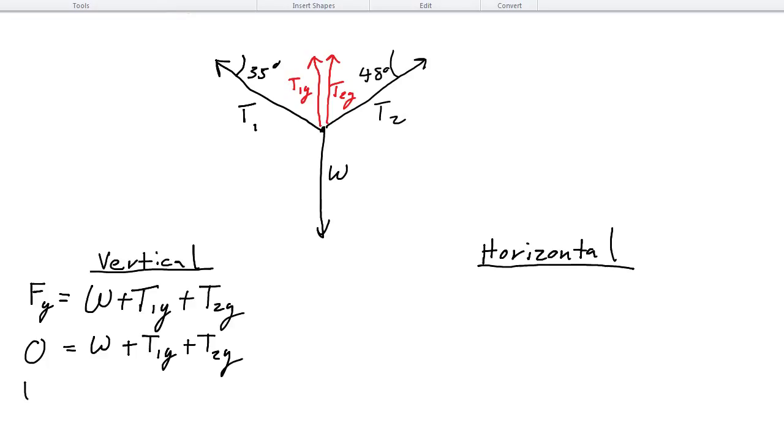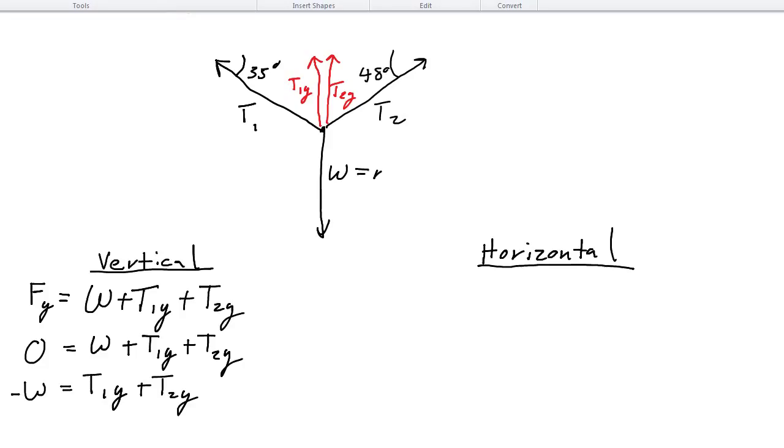Okay? And so I can do a little more algebra. Negative weight is equal to T1y plus T2y. Okay, well, I'll stop there for a second. Do we know any more information about our vertical components?